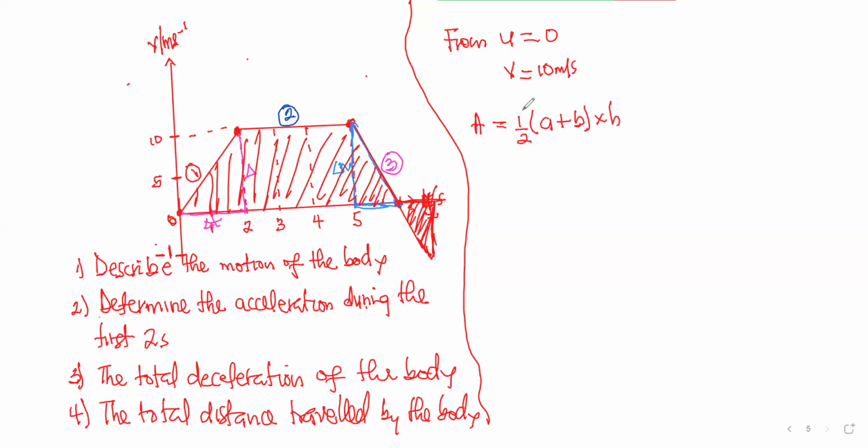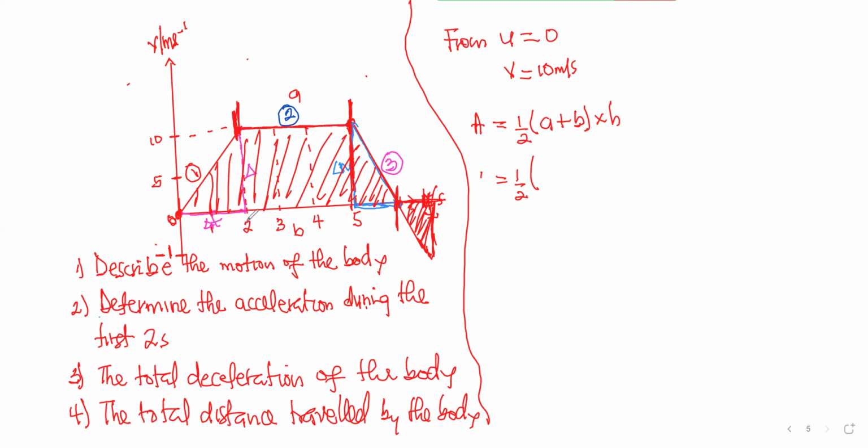What is A? A is this part, the shortest part. B is from this point to this point. And H is the perpendicular height to both sides A and B. Looking at the graph, what will be A? What will be the magnitude of this distance?